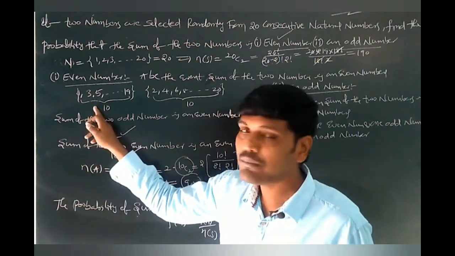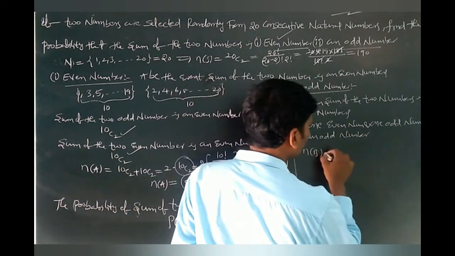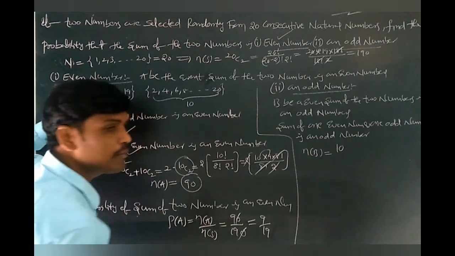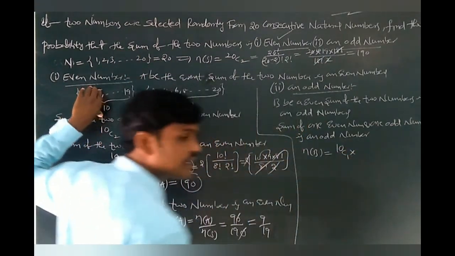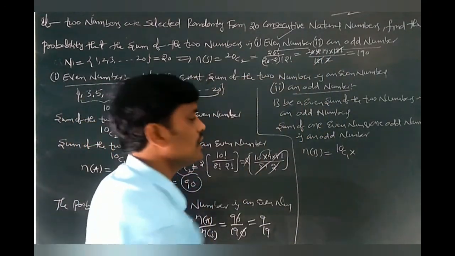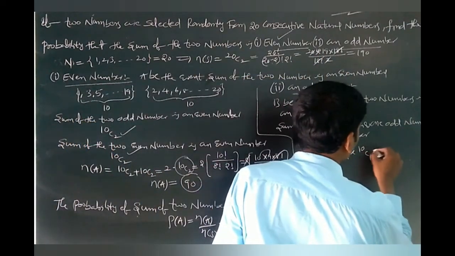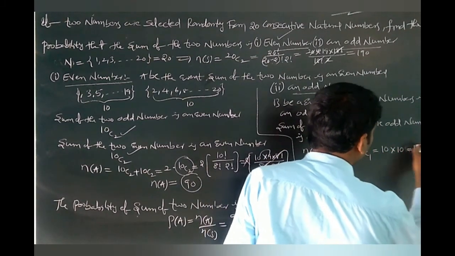How many even numbers are here? 10 even numbers. That's why you can write n(B) equal to: from the 10 odd numbers, you have to select one number, that is 10C1. From the 10 even numbers, you have to select one number, that is 10C1. Total, 10C1 into 10C1 value is 10 into 10, that is equal to 100.